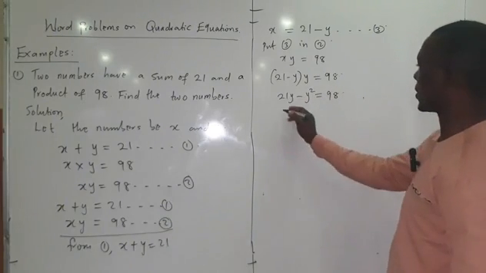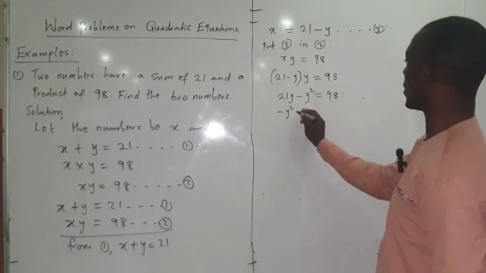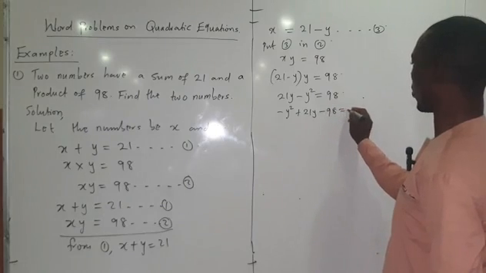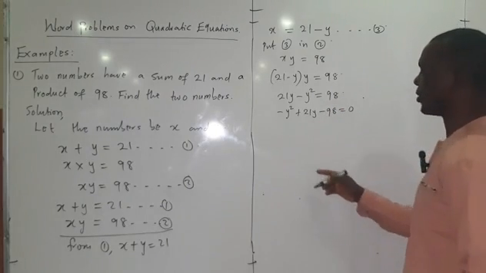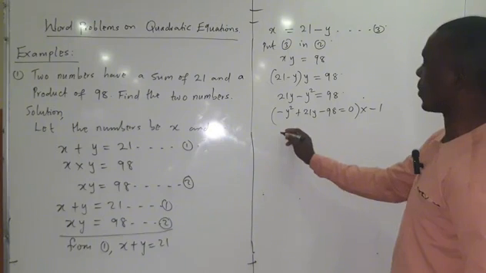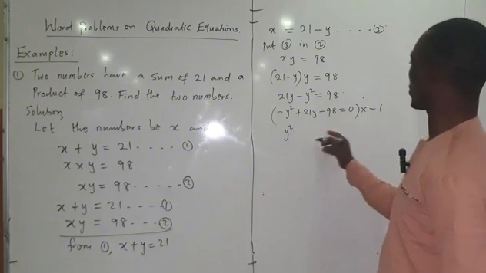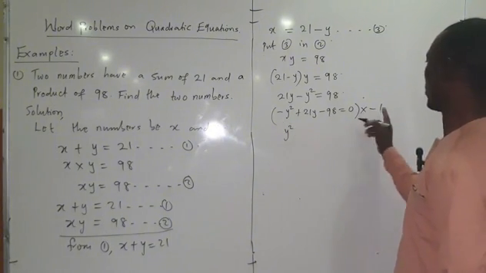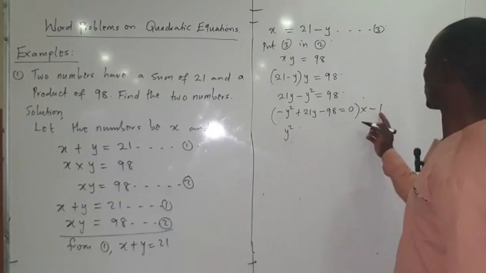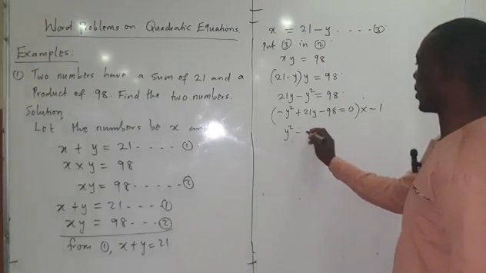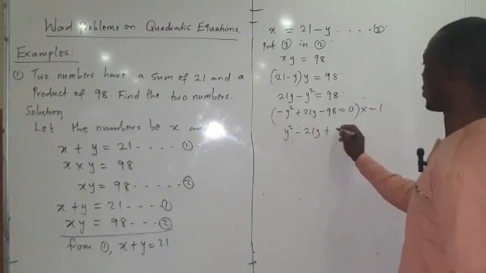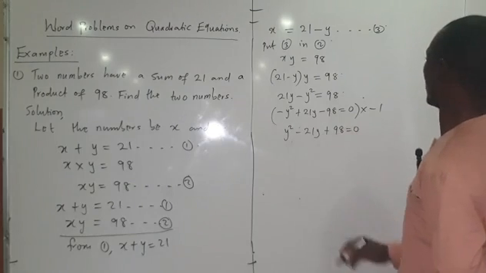You can rewrite this as minus Y squared plus 21Y minus 98 equals 0. So we can multiply through by minus 1. We have Y squared, because minus times minus is plus. 1 times Y squared is Y squared. Minus 1 times plus 21Y is minus 21Y. Minus 1 multiplied by minus 98 is plus 98, equals 0.